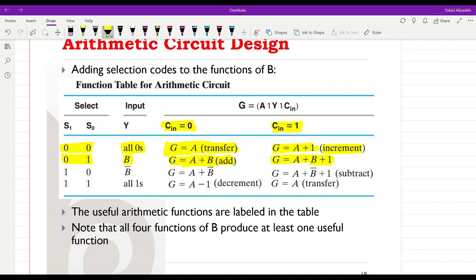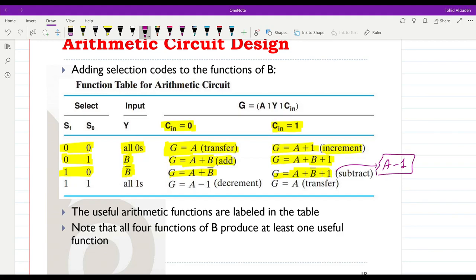For S1 and S0, we have 1 and 0. 1's complement of B will be passed. Therefore, G will be equal to A plus 1's complement of B for Cin equal to 0. For Cin equal to 1, we will have subtraction. A plus 1's complement of B plus 1 is indeed equal to A minus B. This is something that you should remember.